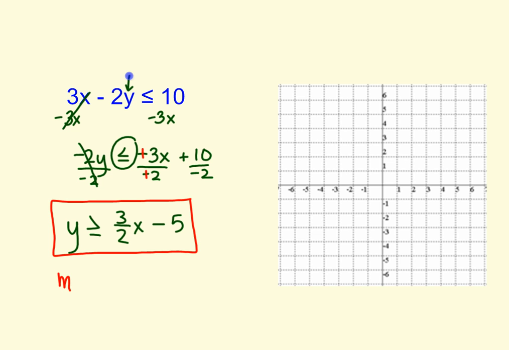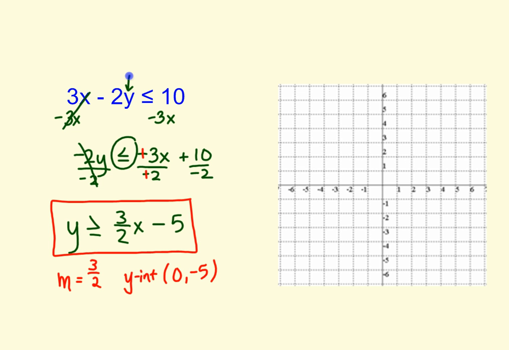Our slope is that number with the x, so 3/2. Y-intercept, 0, negative 5. And then the two other things we have to identify. Is it going to be solid or dotted line, and where are we shading?